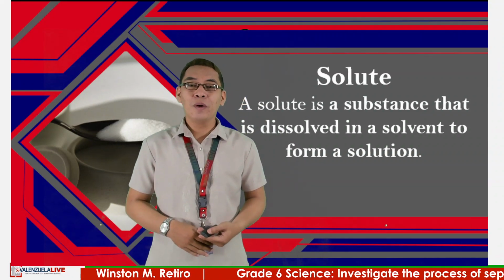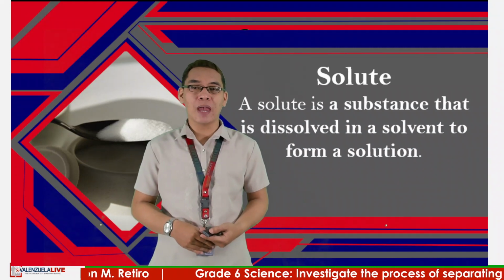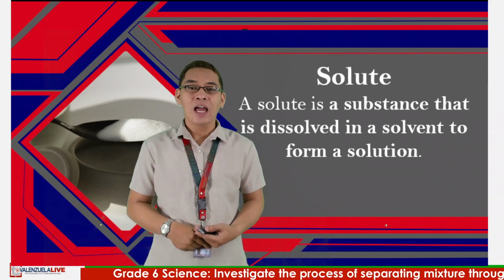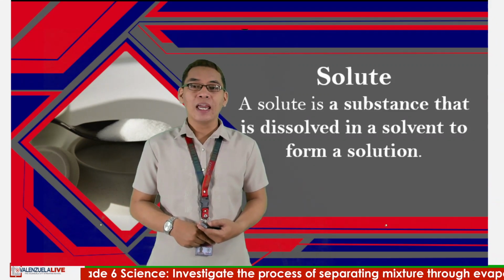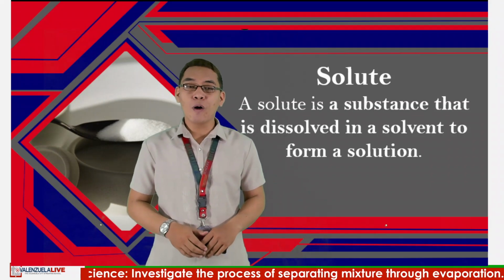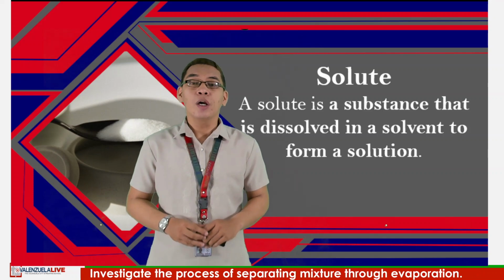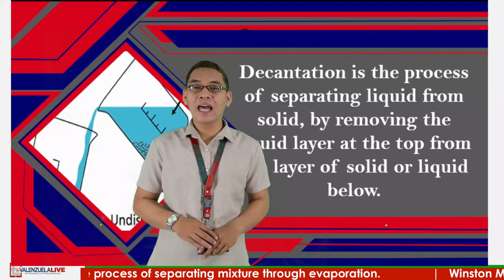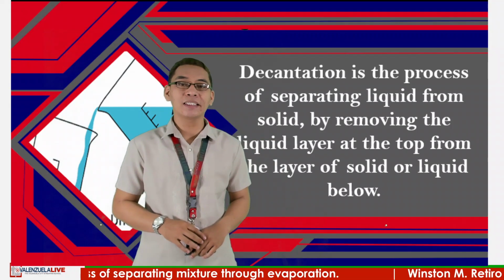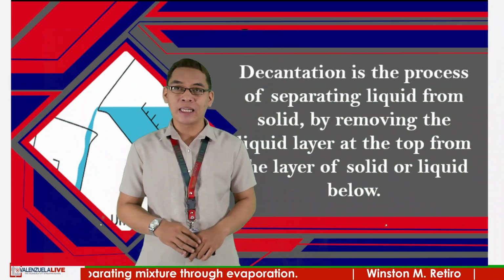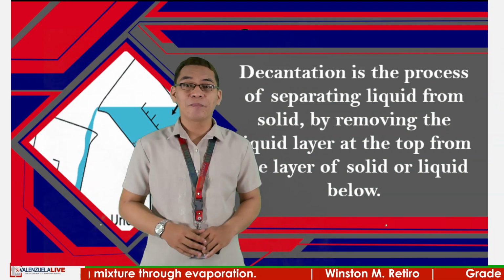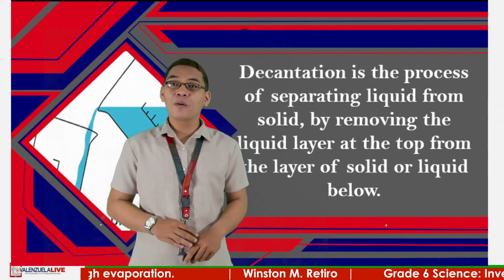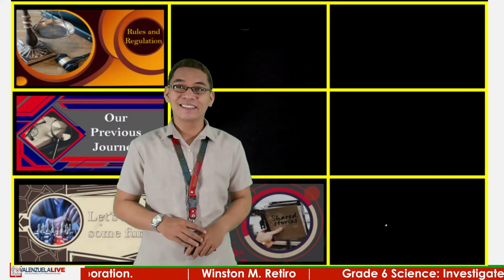That's good. We also discussed the types of separation methods that are used in segregating a mixture of substances. As for the need for separation, it is usually done to remove all the unwanted materials and obtain useful components. And last, we had decantation, the process of separating liquid from solid by removing the liquid layer at the top from the layer of solid or liquid below. Now, would you like to find out some more?